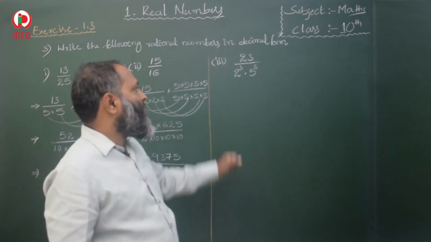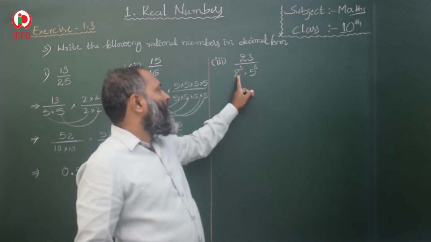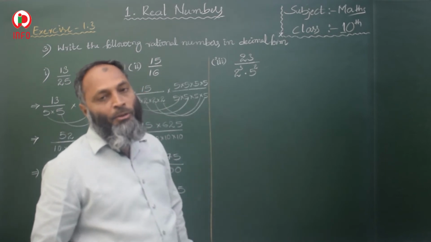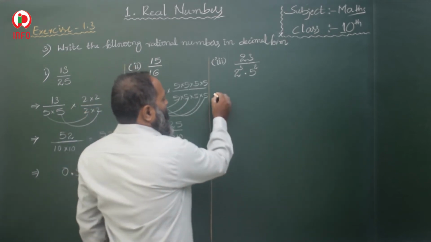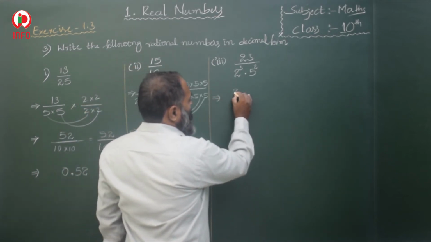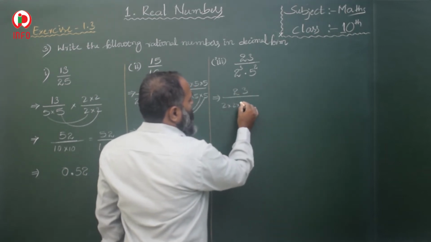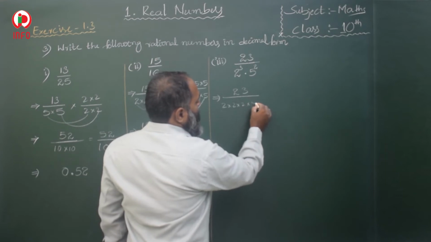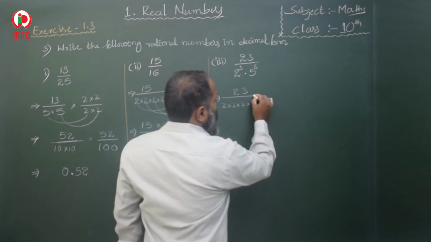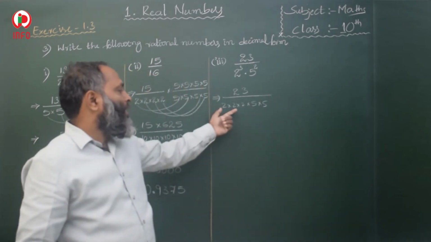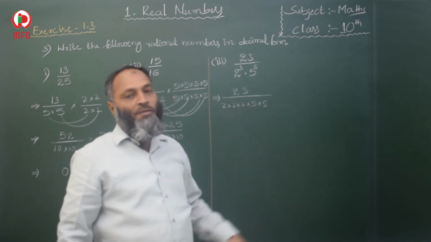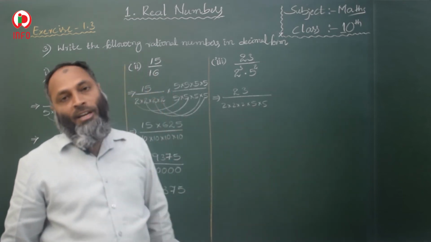So now the next, see here, 23 by 2 cube and 5 square. 2 cube into 5 square. So first the numerator is the same. 2 cube means 3 times, 2 into 2 into 2. Here 5 square means 5 into 5. So here we have 3 2's and 2 5's. So we need 1 more 5.